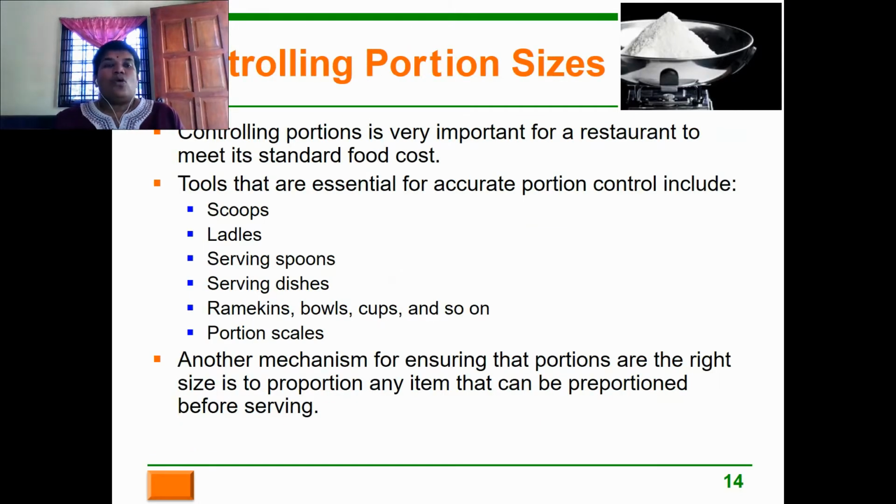So now we look at controlling portions. Controlling portions is very important for a restaurant to meet its standard food costs. Tools that are essential for accurate portion control include scoops, ladles, serving spoons, serving dishes, ramekins, bowls, cups, and so on. Portion scales are another mechanism for ensuring that portions are the right size, to portion any item that can be pre-portioned before serving.